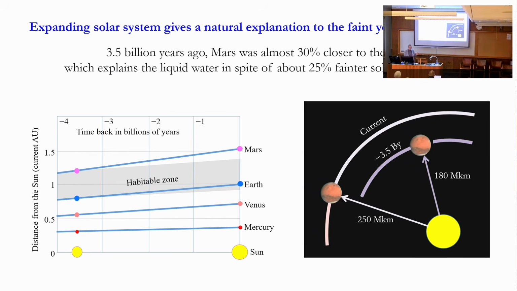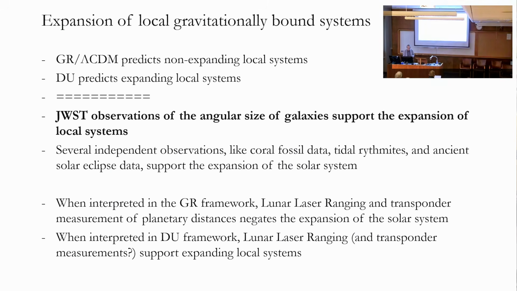Also, what is very interesting here is that the expanding solar system gives a natural explanation to the faint young sun paradox. So 3.5 billion years ago, Mars was almost 30% closer to the sun, which explains the liquid water, in spite of the about 25% fainter solar insolation. So it's a very natural possible solution to the problem.